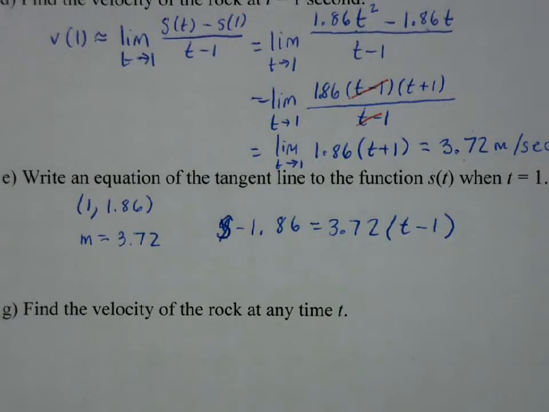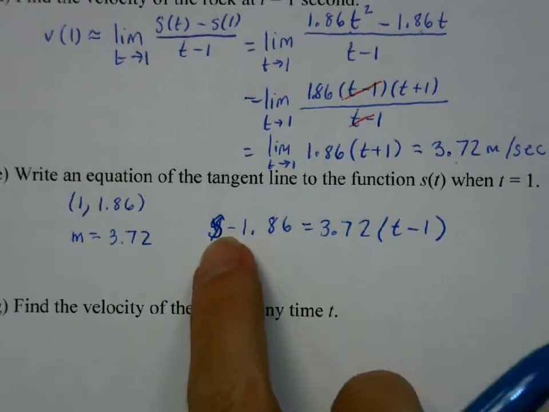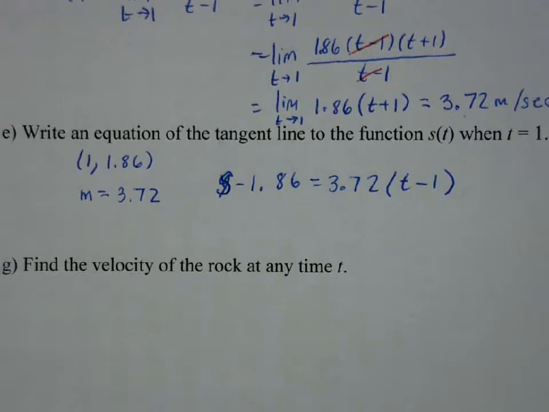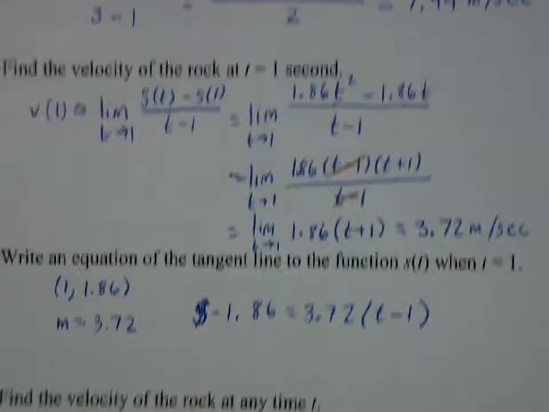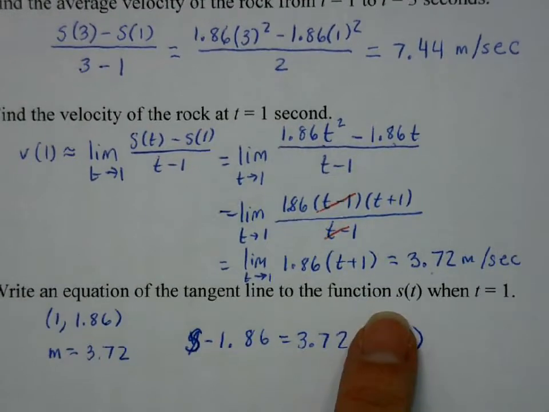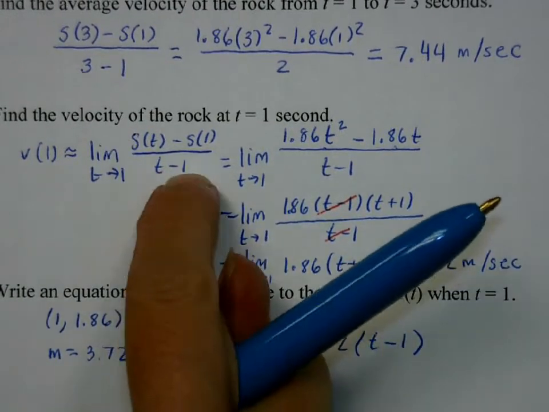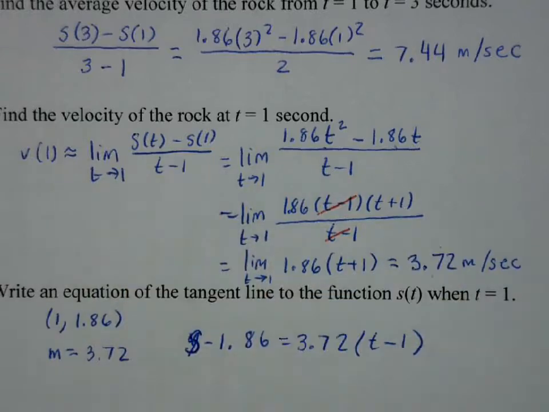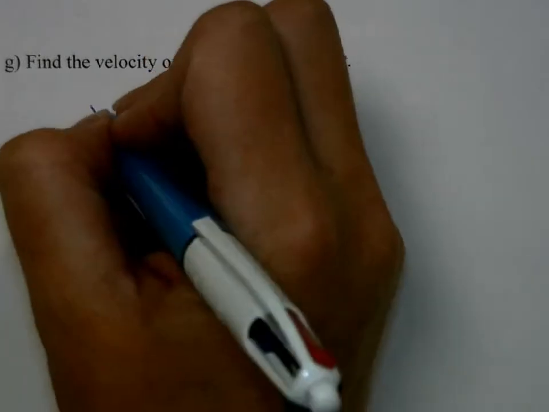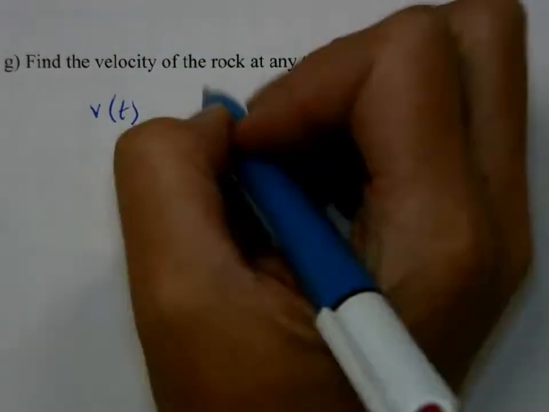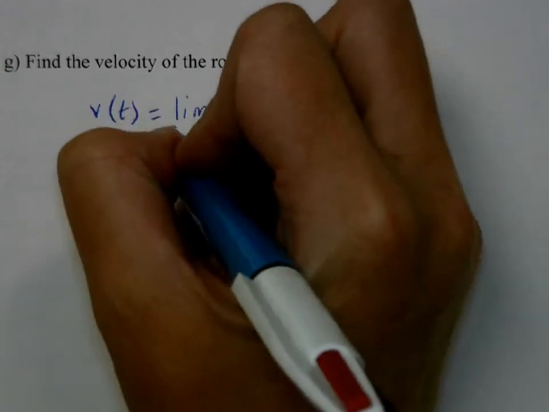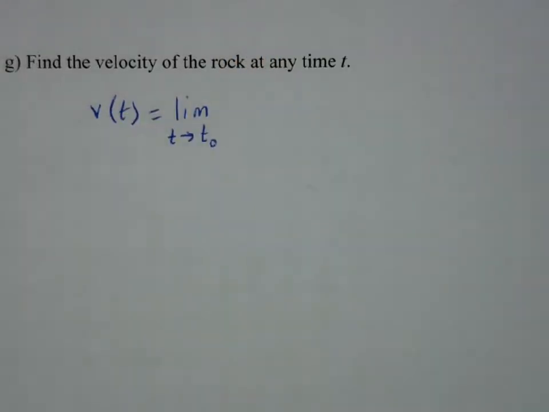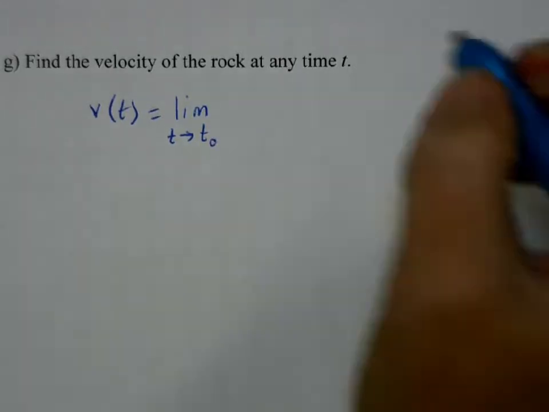So now we're going to find the velocity of the rock at any time t. So I'm going to use this as a model. Okay, this was specific to 1. Now I'm going to come up with a different thing, but it's going to model this. Okay, so the velocity is going to be the limit as t goes to, we're just going to call this t naught, some t value. We don't know what it is, but we'll just keep it as a variable, of s of t minus s of t naught over t minus t naught.